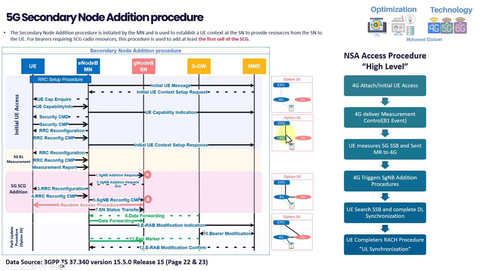As you can see now, this solid black line is considered the data. So you can see there is now a data transfer. So now the 4G is completed.